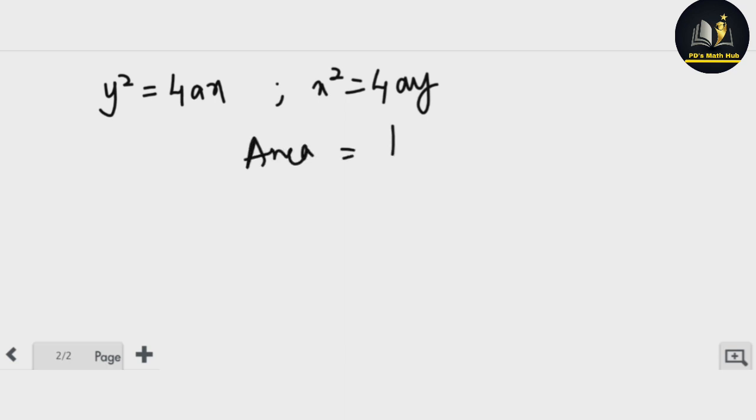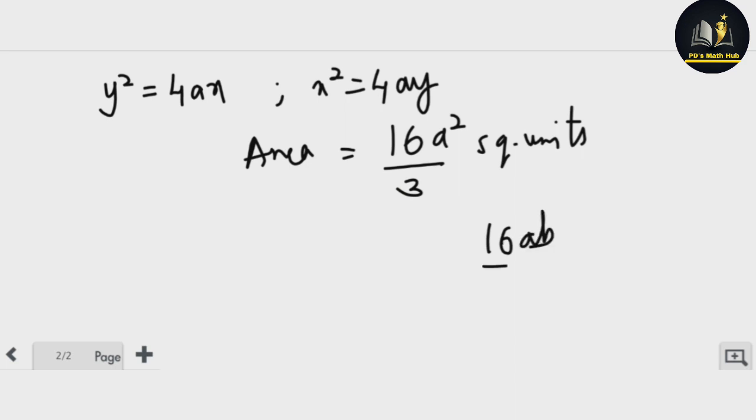Also, if you have y square is equal to 4ax and x square is equal to 4ay, in this case the area could be written as 16a square divided by 3 square units. In the previous case you had 16a into b divided by 3, but here the values of a and b are both equal, so 16a into a, that will be a square divided by 3. So you can generalize to this form also.